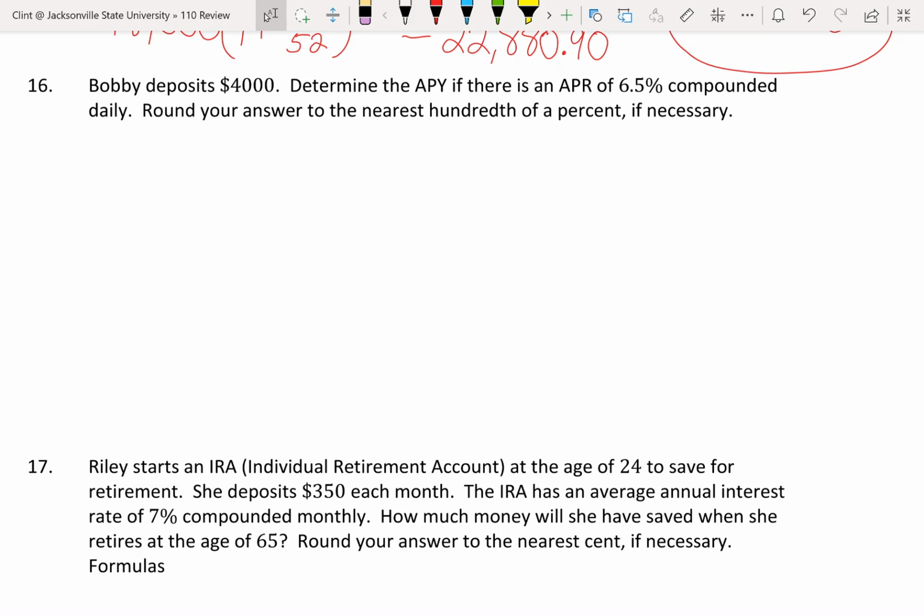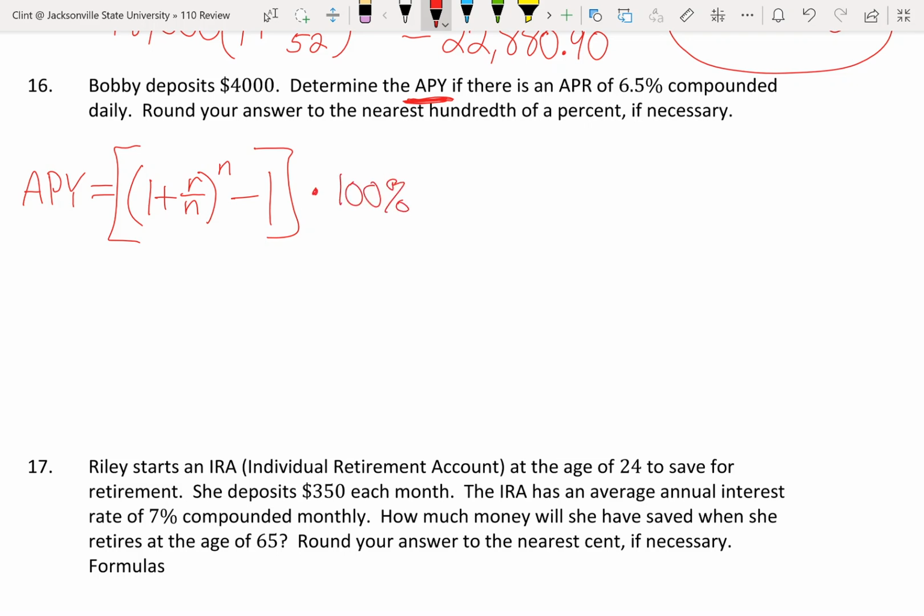16 says Bobby deposits $4,000. Determine the APY. That tells us which formula to use right there. There's an APR of 6.5% compounded daily. So the APY formula. I do not have it memorized, so I have it written down here. APY formula: 1 plus R over N, to the N, minus 1. And then if you want to, the way the book writes it, they write times 100% because we're changing it to a percentage when we get the number.